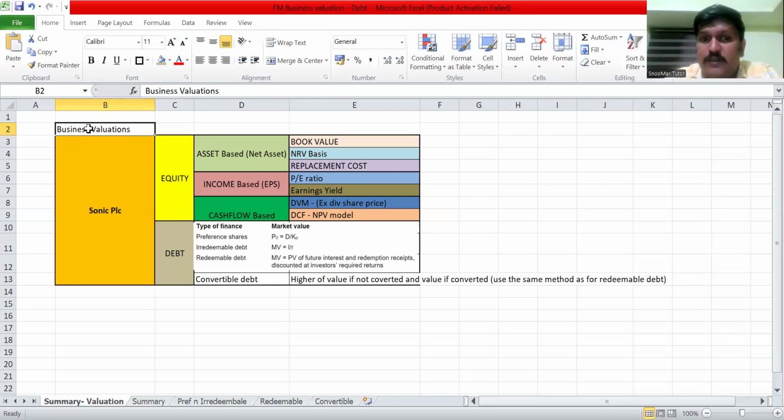What you need to focus on here is that we are considering methods for valuation of equity over here.